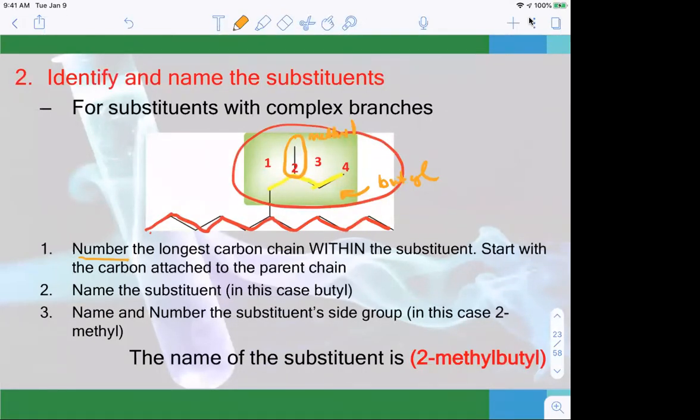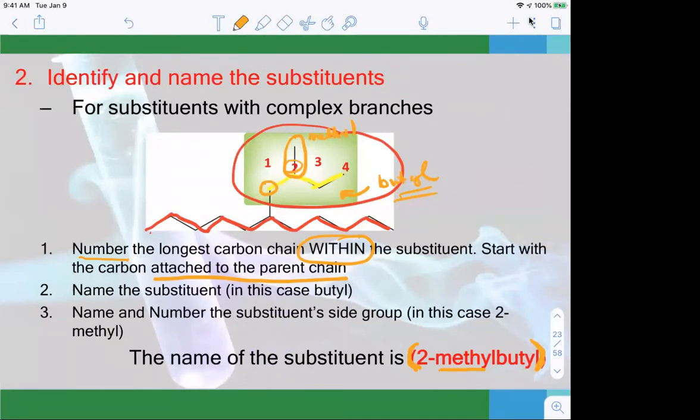So I'm going to number the longest carbon chain within the substituent. And I always start with the carbon that's attached to the parent chain. That's number 1. I name the substituent, which is butyl, right? That's the longest chain. Then I'm going to name and number the substituents' side groups. So on my second carbon of my butyl group, I have a methyl. And then I'm going to put this whole thing in parentheses and just sort of attach it at the beginning.